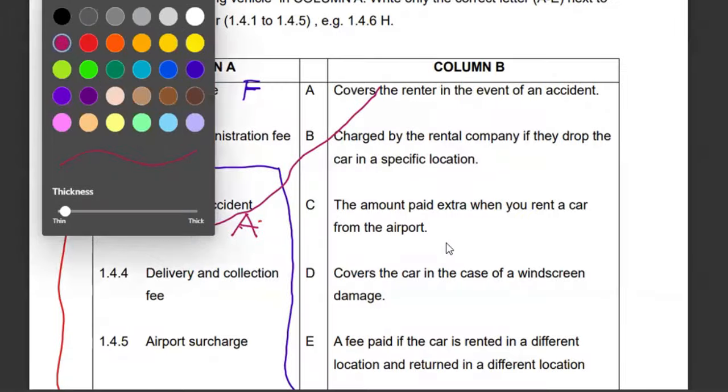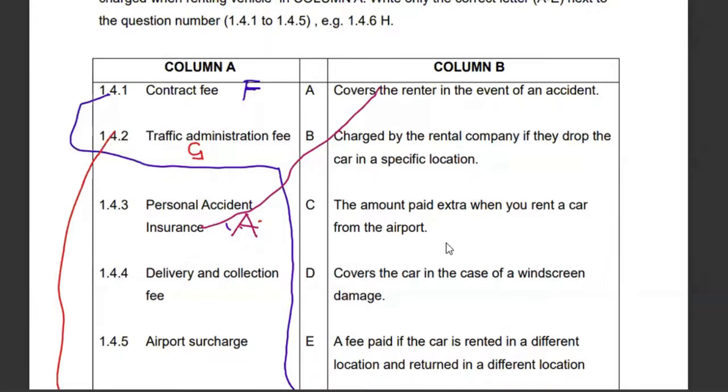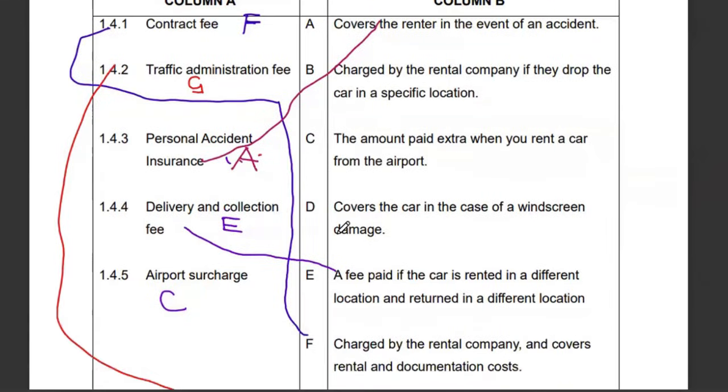Then the next one, delivery and collection fee. A fee paid if the car is rented in a different location and returned to a different location. That will be E. Then airport surcharge. This is the amount paid extra when you rent a car from the airport. So it is represented by the letter C. So the correct letters, I will do a rundown.